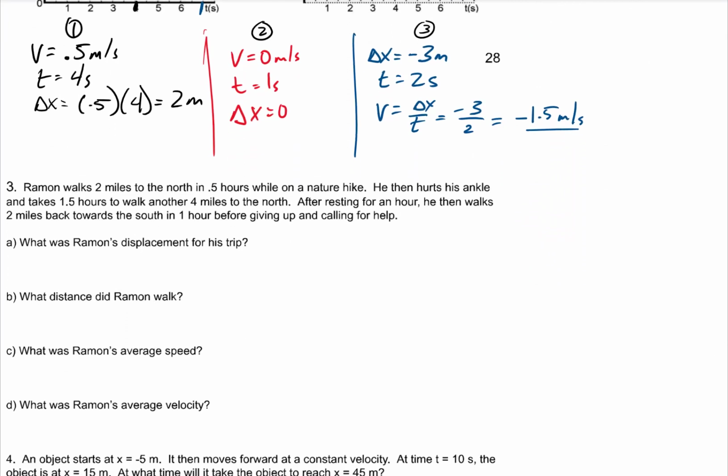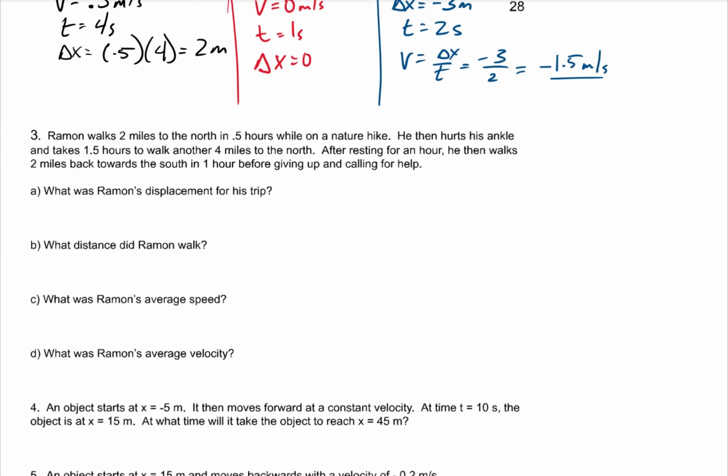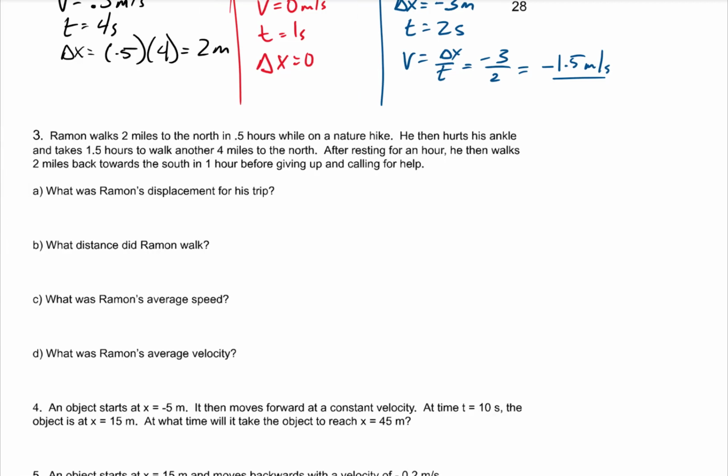All right, we have Ramon walking 2 miles north in half an hour. He hurts his ankle. Takes another 1.5 hours to walk 4 miles north. After resting, he goes back to the south 2 miles in 1 hour before giving up calling for help. So the displacement for his trip.